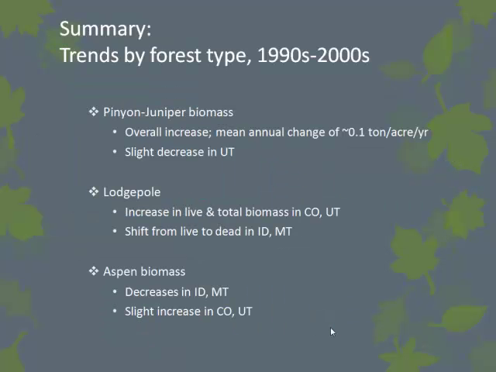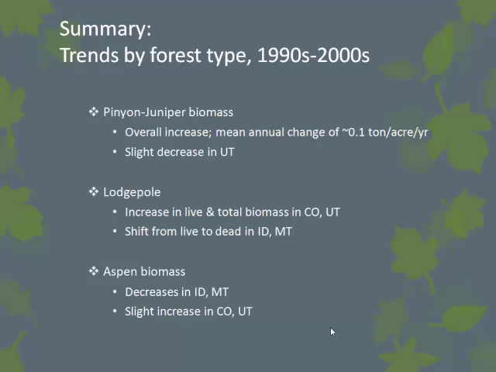So to summarize, the specific forest type trends, pinyon juniper biomass increased overall, and that was true in every state for statewide averages except for Utah, where we saw a slight decrease. And again, that decrease tended to occur on private lands, BLM, and then state and local government lands. The increase that we saw in live PJ biomass had a mean annual average of 1/10 of a ton per acre per year.